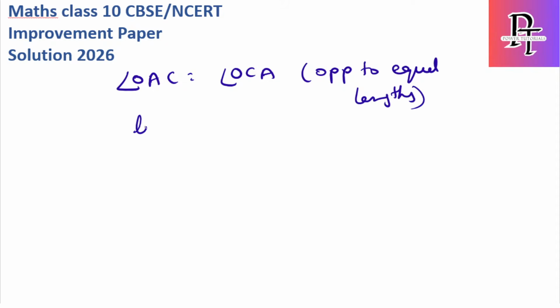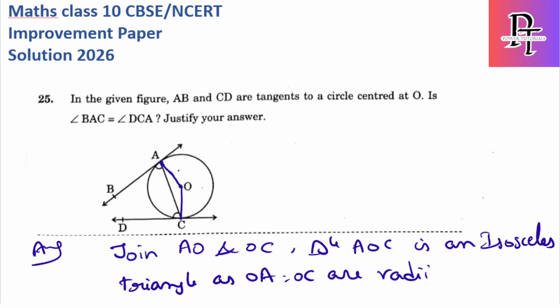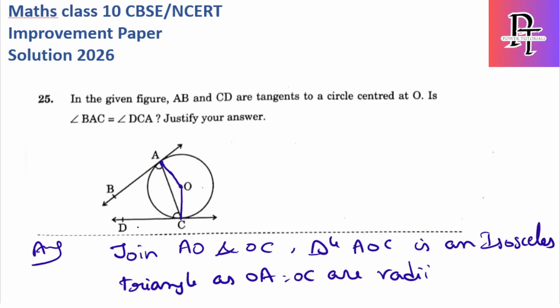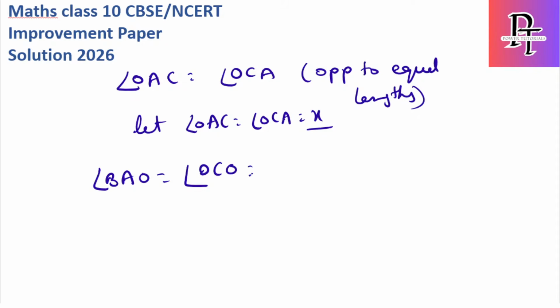Okay, let angle OAC be equal to angle OCA, which is equal to x. Let's mark it as x. Then if you notice the tangent properties, angle BAO is equal to angle DCO, which is equal to 90 degrees. A tangent to the center of a circle, the angle is always 90 degrees.